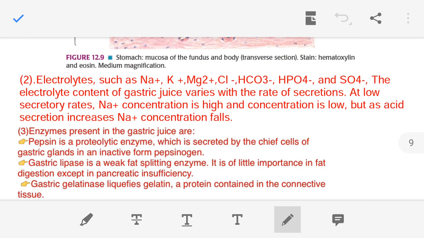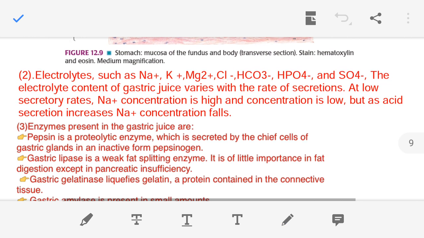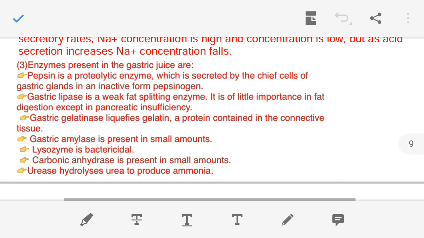In these solids, electrolytes are present. For example, in gastric juice, Na+, K+, Mg2+, Cl-, HCO3-, HPO4 2-, SO4 2-. All these ions are present, and there is an inverse relation between the Na+ concentration and the acid concentration. As you can see, it is written acid secretion: as acid secretion increases, the Na+ concentration falls. Vice versa, if acid secretion decreases, then the Na+ concentration is going to increase. That is the meaning of this line. So with this we have completed two theory points for this presentation lecture.